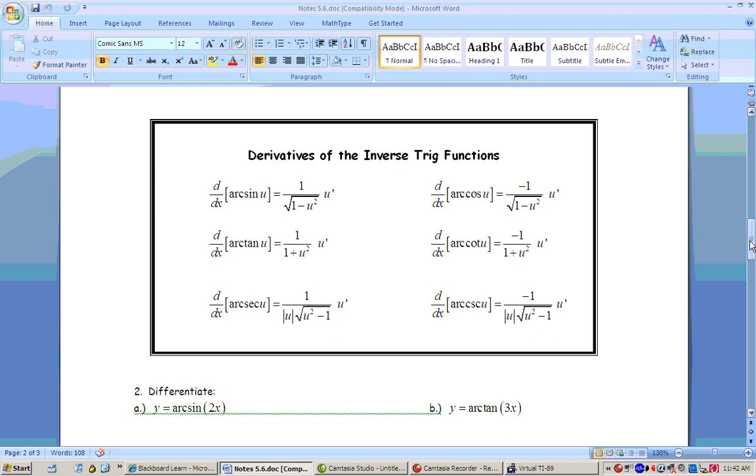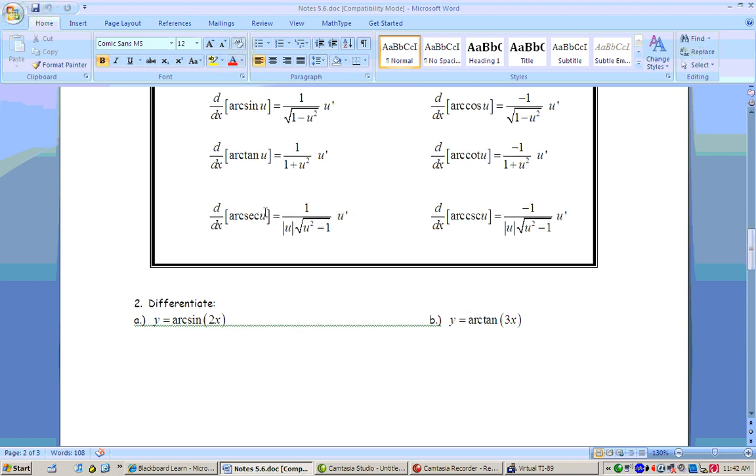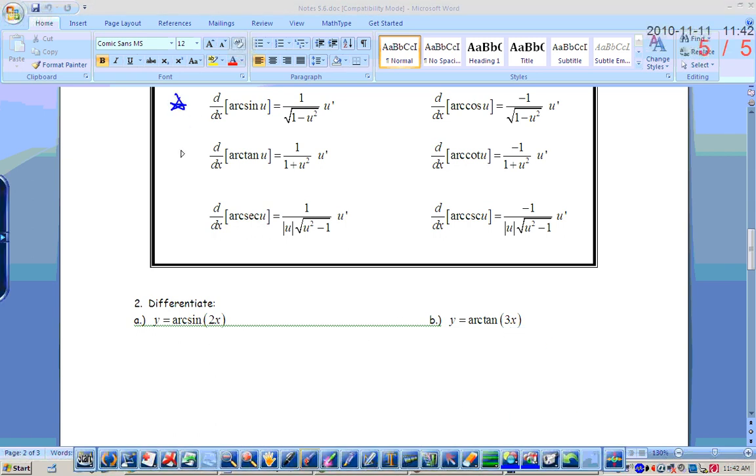Okay, so you really only have to focus on 3 of them: arc sine, arc tan, and arc secant. And between those 3, the only 2 that come up regularly are arc sine and arc tan. So let's just concentrate on those for now. All right, so basically if you're taking the derivative of the arc sine of u, where u is the argument, it's 1 over the square root of 1 minus whatever u is squared, and then times the derivative of u.